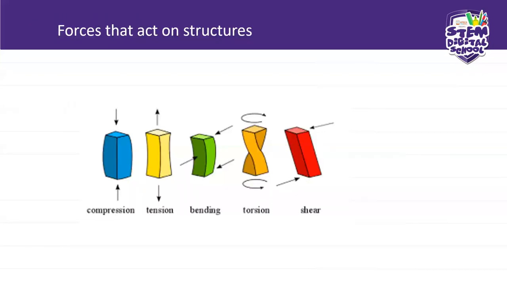Now, we have different types of forces that act on structures. I want you to look at these forces, and you have to remember them. You have your compression and tension. Okay, compression presses down, tension pulls apart. And then there is bending. You see, there is bending. If I can take you back to this.